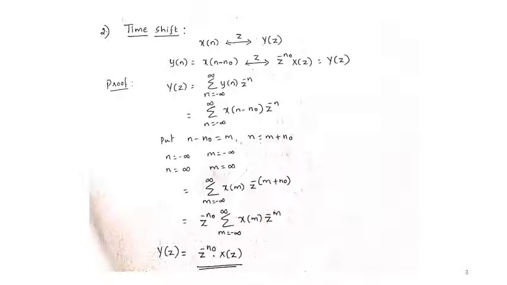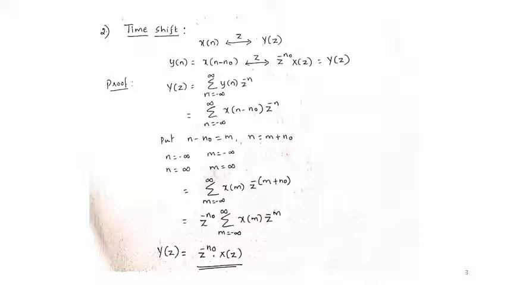So I will prove this. I'll apply the definition of z transform, that is Y of z is equal to the summation n over minus infinity to plus infinity of y of n z to the power minus n. Now what is y of n? The y of n we'll consider as x of n minus n naught into z to the power minus n. Now I'll substitute, put n minus n naught equal to m. And from that equation I'll get n equal to m plus n naught. I'll apply the limits: the lower limit is minus infinity, so when n is minus infinity, m is also minus infinity, and when n is plus infinity, m is also plus infinity. There is no change with respect to the limit.